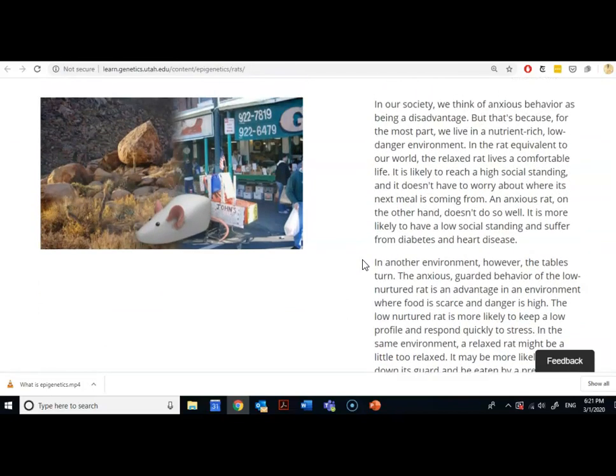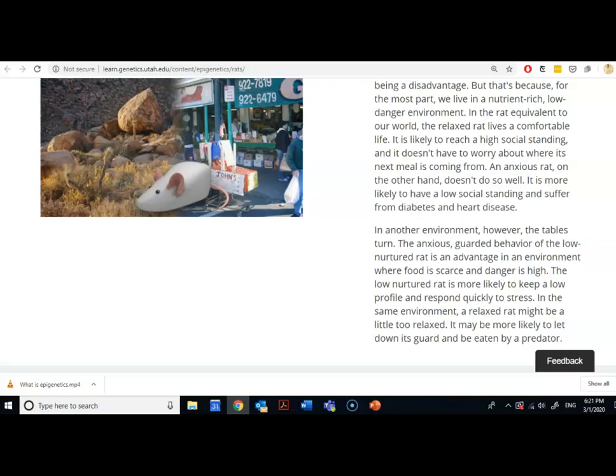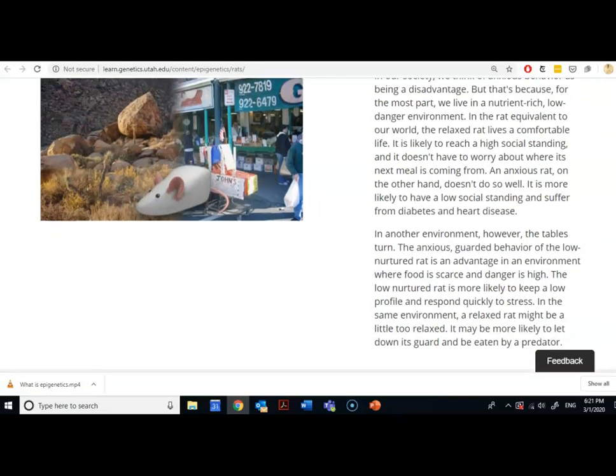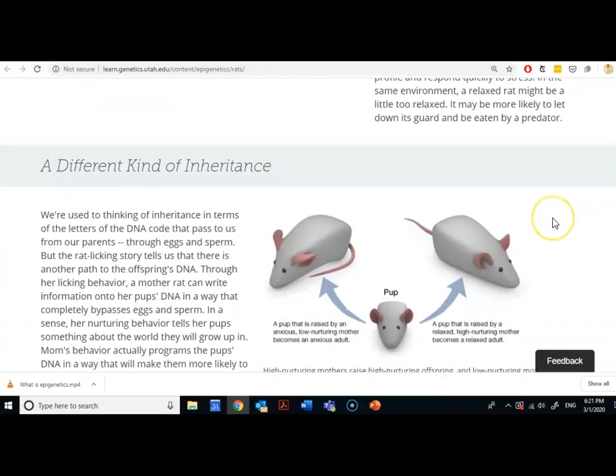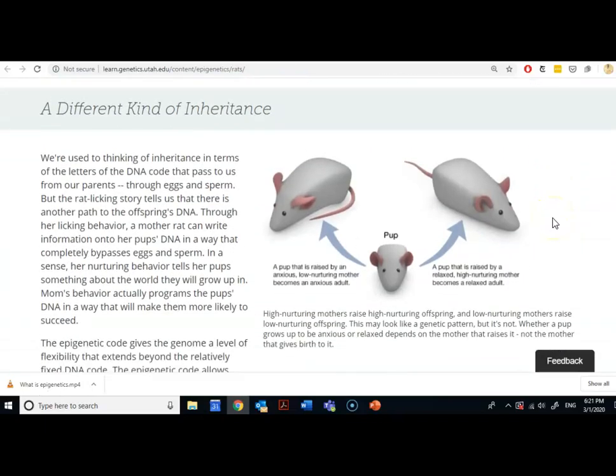You can pause the video over here and read it, and then you can pause the video over here and read again. So, a different kind of inheritance.